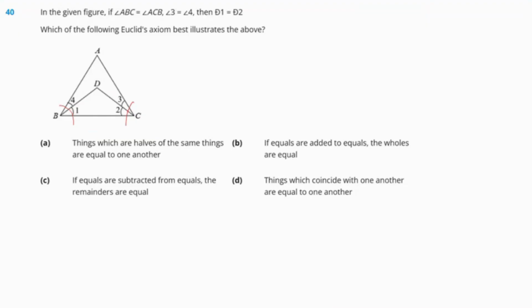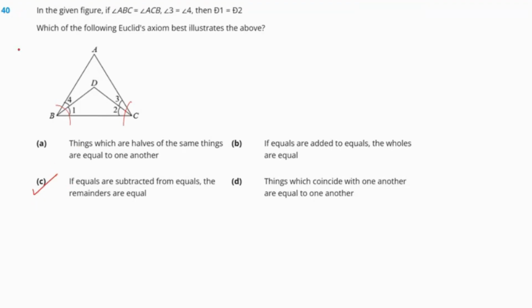Okay, so for that, if we need to check out for the axiom, so if the equals are subtracted from equals, the remainders will be equal. This is the axiom what we can use over here. So option C for this needs to be the correct answer.